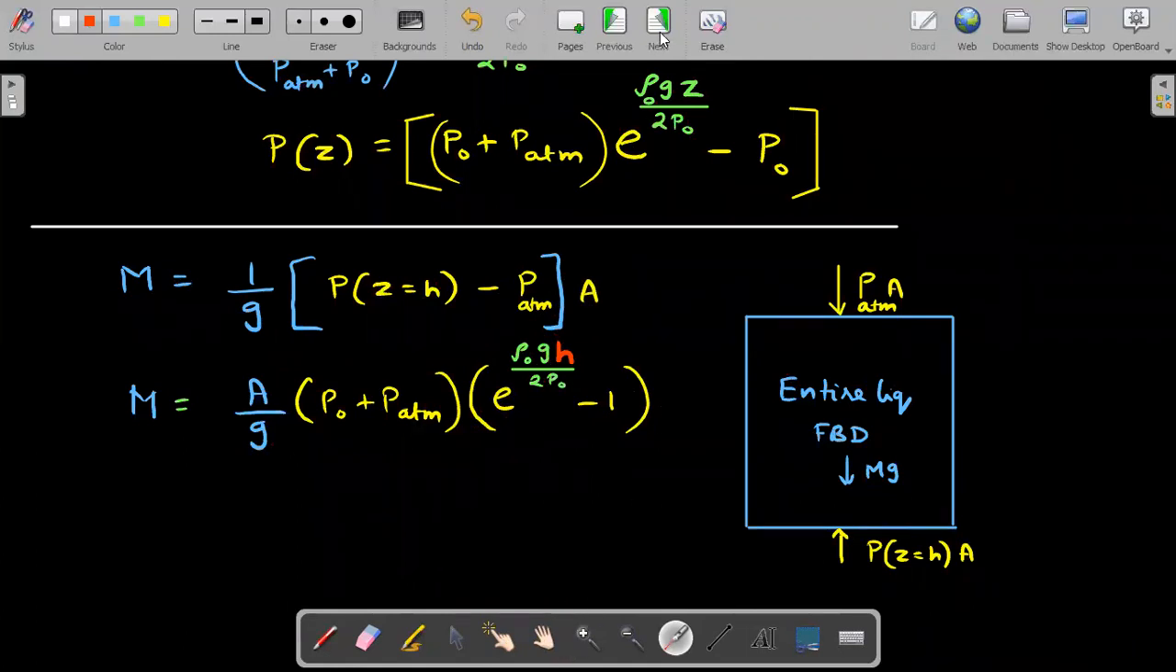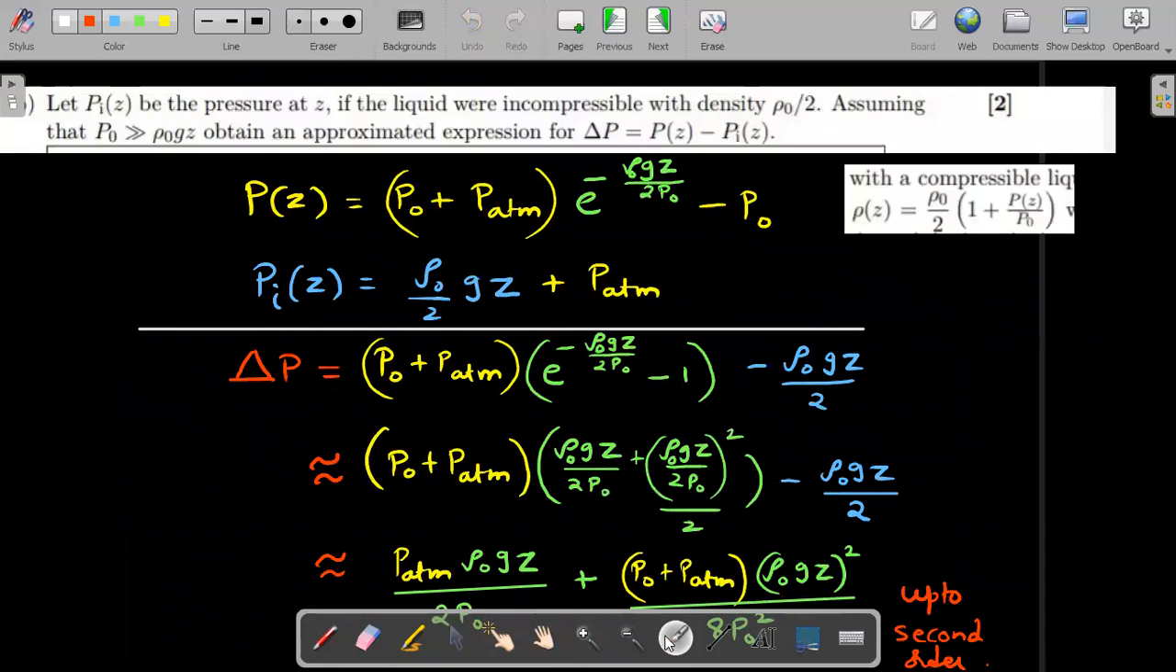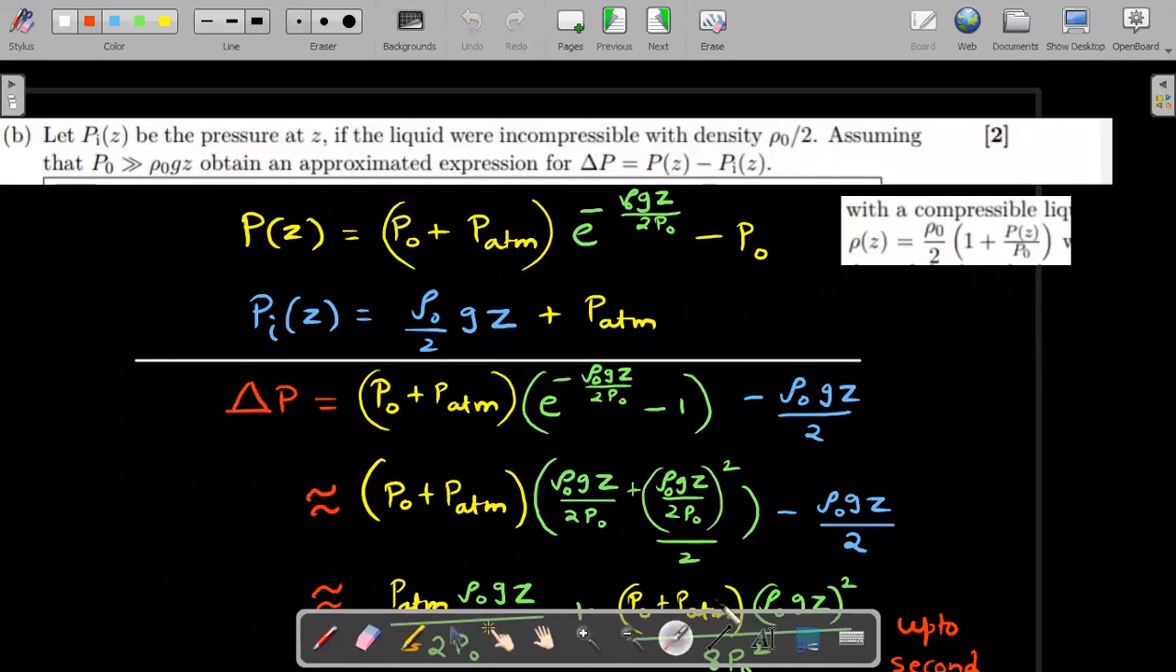Okay, so let's move on to the second question. This is the second question. So the second question is a straightforward one once you solve the first. Okay, as I said, he will be comparing the pressure difference between a compressible liquid that you got in the previous problem to the incompressible liquid whose density is uniform and rho naught by 2. He chose that kind of a liquid, and he's also assuming the value of that constant p naught, we'll use it somewhere, is very large compared to this rho naught gz expression.